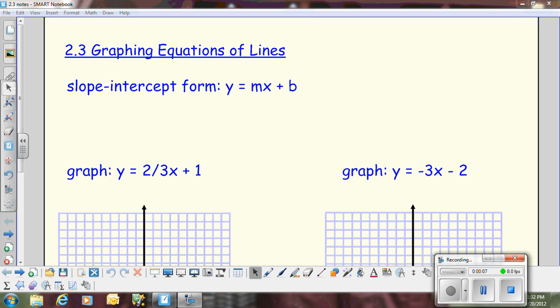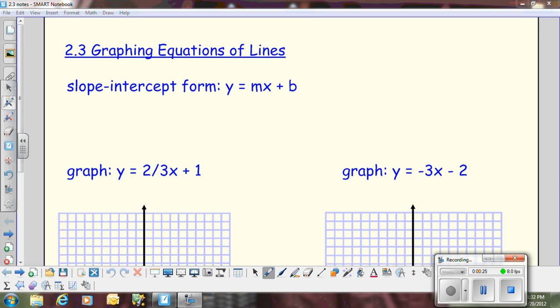We're graphing equations of lines today. This should be largely review. A couple of things that maybe you haven't seen before, but mostly review. Has anybody finished it in class? Yes. I am recording, by the way.